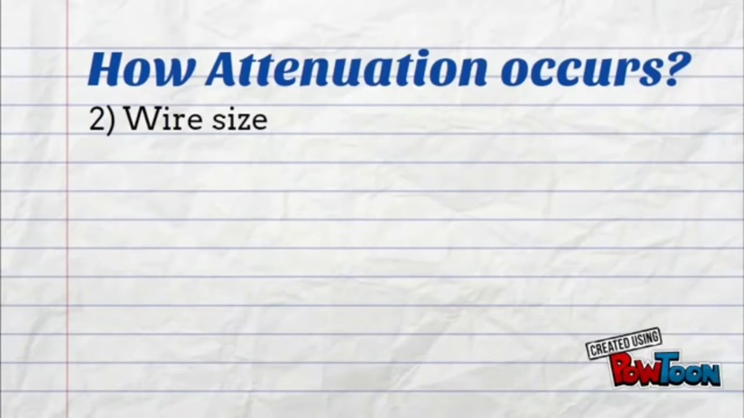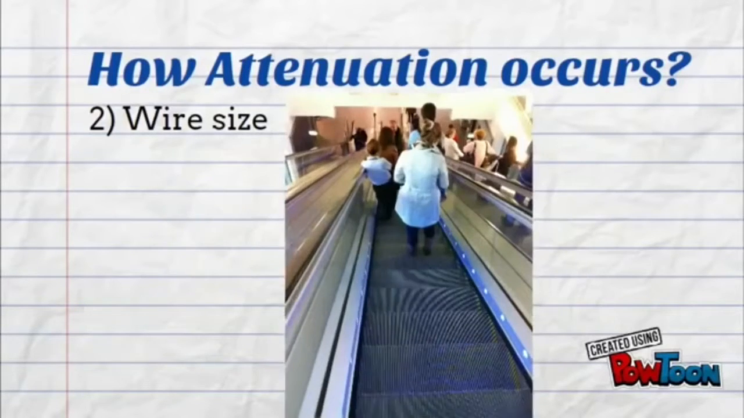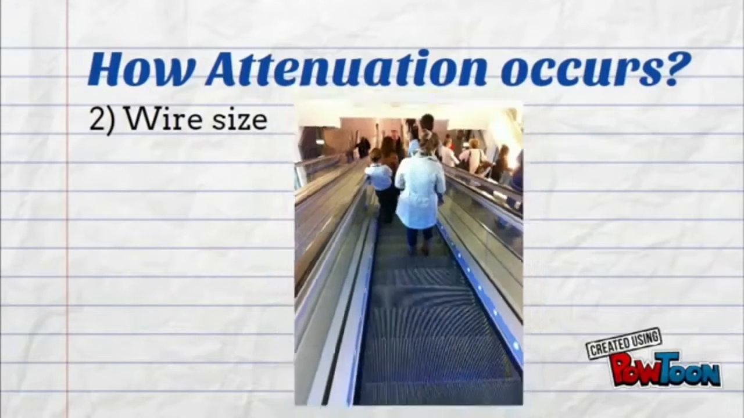Secondly, wire size is also a factor for attenuation. On wired transmission networks, thinner wires suffer from higher attenuation than thicker sized wires. To understand it easier, think of the wire as an escalator. When there's a bigger space, it can cater to one more people on the other side. But if the space in the escalator is smaller, only one person can stand on its stairs.